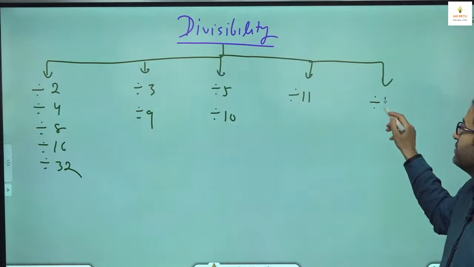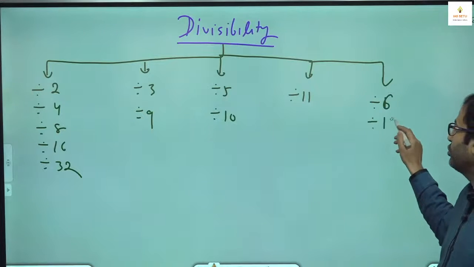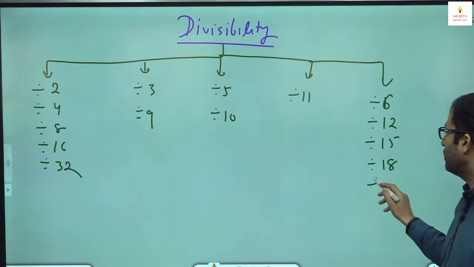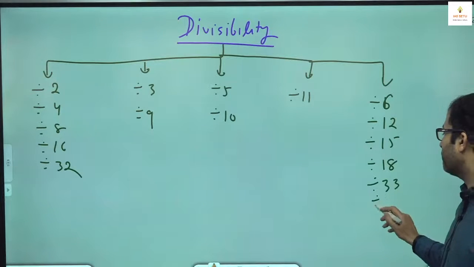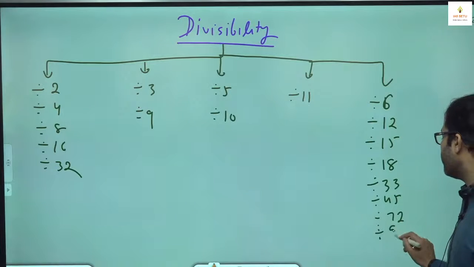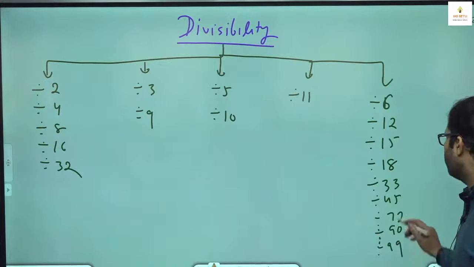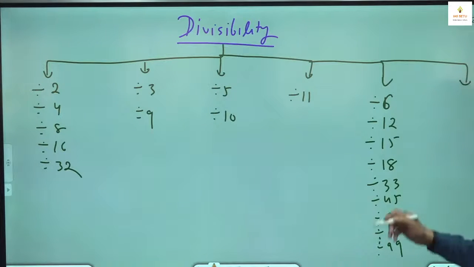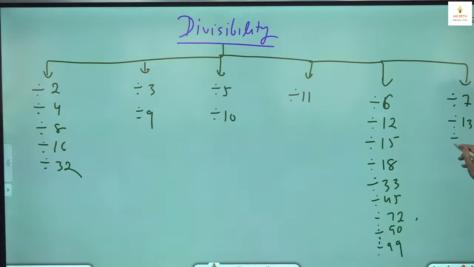After that, I take divisibility of 6, 12, 15, 18, and bigger numbers like 33, 45, 72, 90, 99, because there is a concept we are going to use for this divisibility. Then we take random numbers, like divisibility of 7, 13, 19, 29, this type of number mainly.